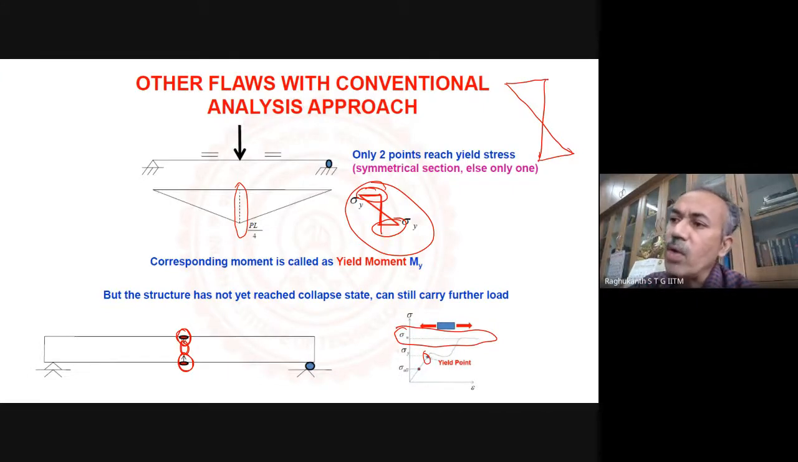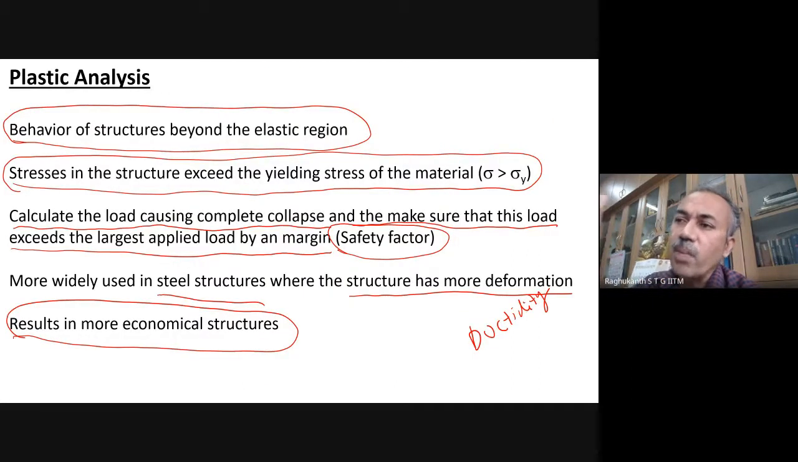And then when you try a real beam, when the load reaches sigma y, you can see only the top and bottom will reach yielding. So you have a lot of the structure which is still in the elastic range, which we have not utilized in the classical elastic analysis. That's why we said plastic analysis. Here we are going to discuss how the structure behaves when it goes beyond the elastic region, when sigma is greater than sigma y.